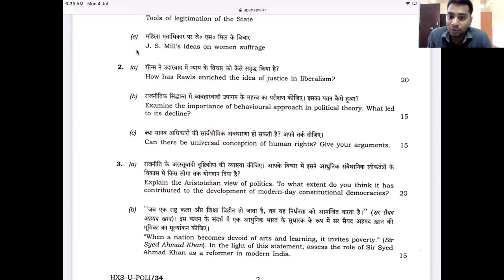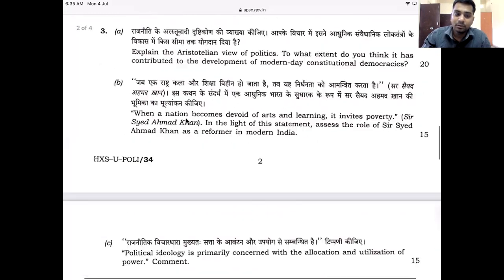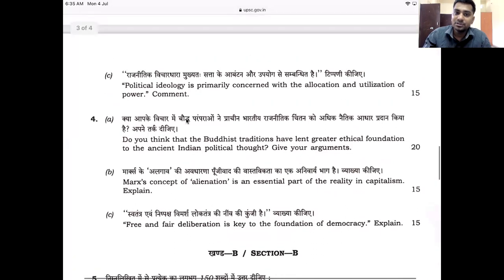Explain the Aristotle view of politics: this is about Aristotle. When a nation becomes... this is about Indian political thinkers, Sir Syed Ahmad Khan. Political ideology is primarily concerned with the allocation and utilization of power: this is about ideologies. Buddhist tradition: Indian political thought. Marx, concept of alienation: this is about Karl Marx. Free and fair distribution is key to the foundation of democracy: the democracy concept is there. So if you understand the syllabus, 10 chapters are there in Section A, Paper 1, and more or less the questions will be framed in that direction itself.